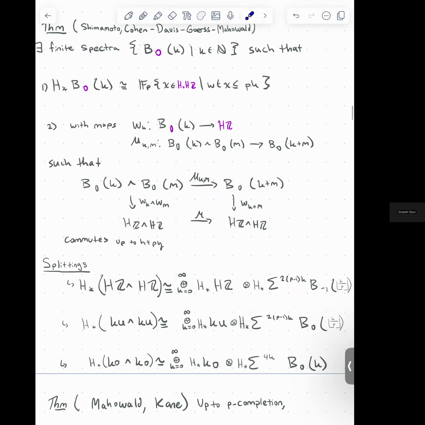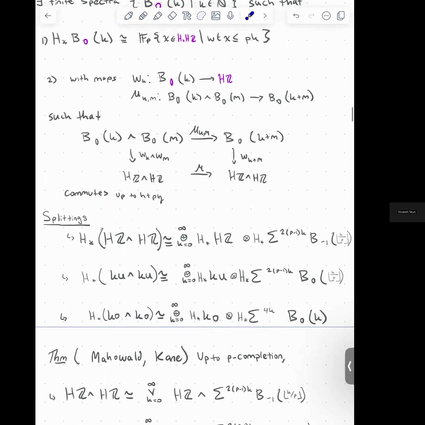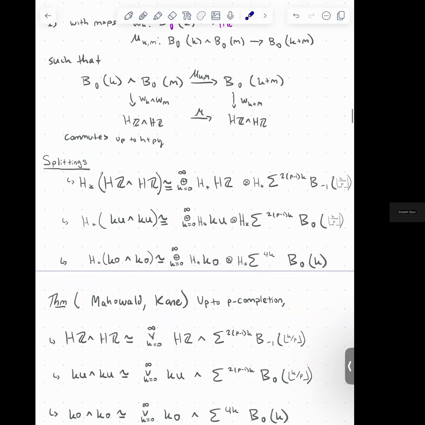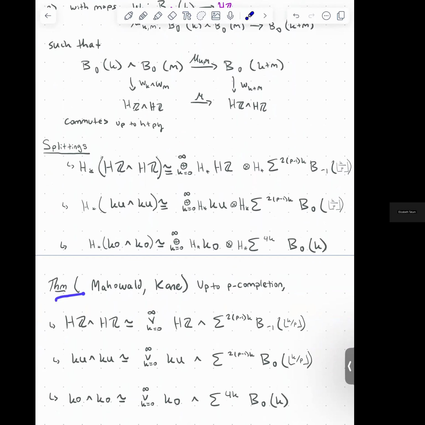So I should say, for HC smash HC, you use these original Brown-Gitler spectra. For KU smash KU, you use these integral Brown-Gitler spectra. And likewise for KO smash KO, you use integral Brown-Gitler spectra. So then the question becomes whether you can actually construct spectrum level splittings of these. And indeed, Mahowald and Kane showed that up to P completion, you can realize these on the level of spectra.